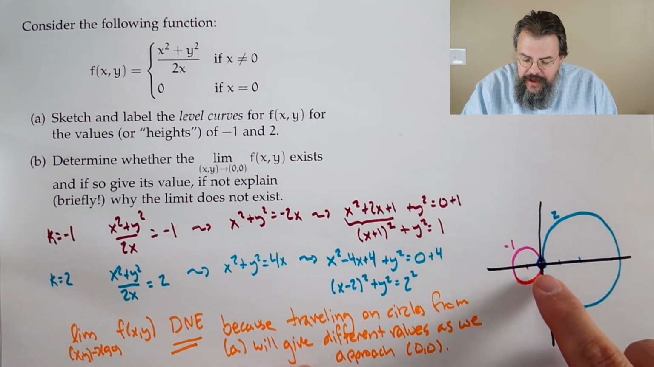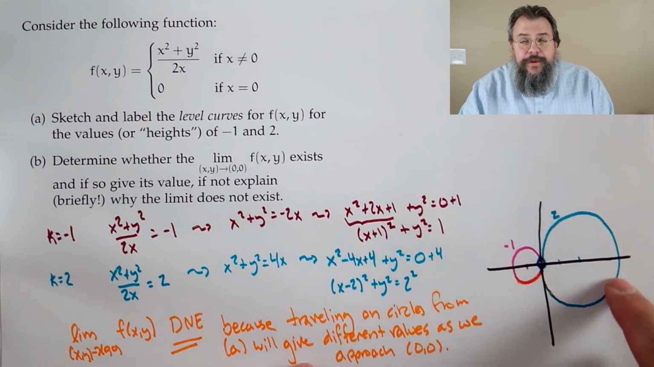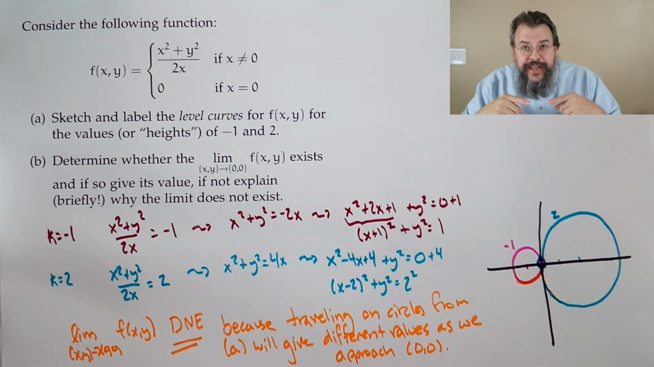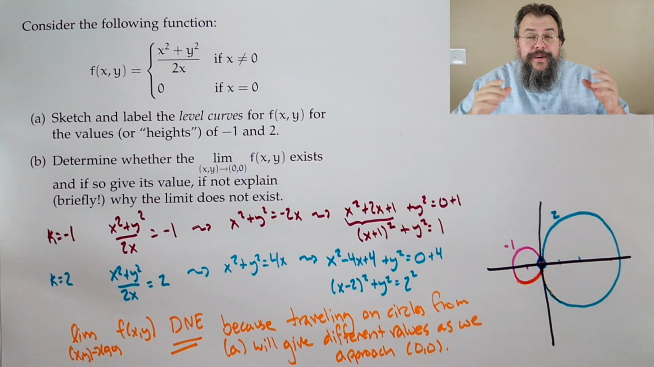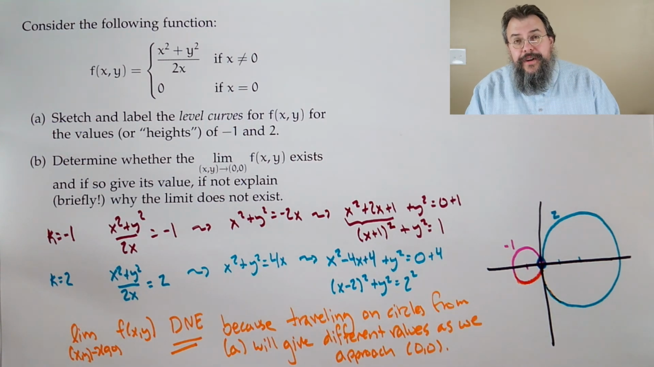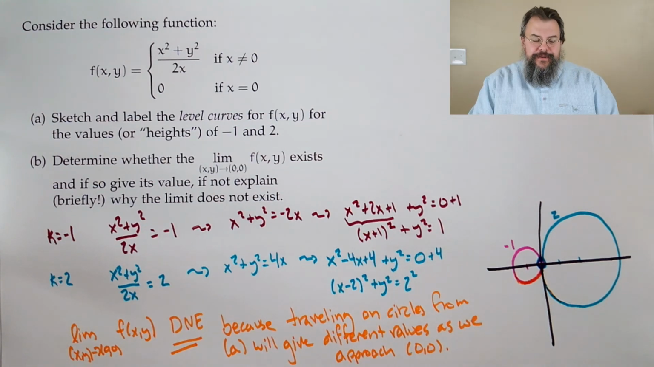So as we move along the curve, we're always negative 1. As we move along that curve, we're always 2. And because they overlap, where they overlap, problem. We're thinking that we should have 2 different values. Impossible. Wow. Great way to end our session.